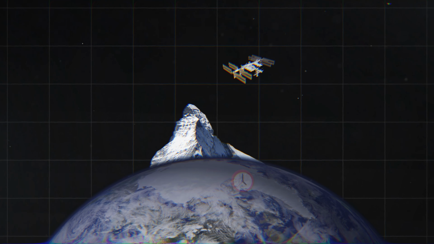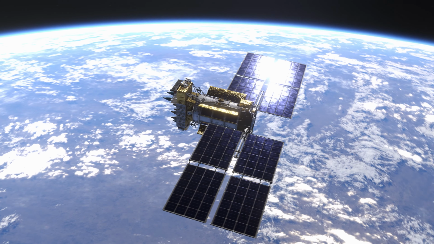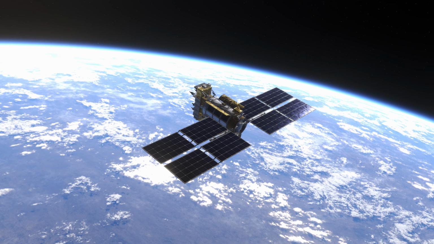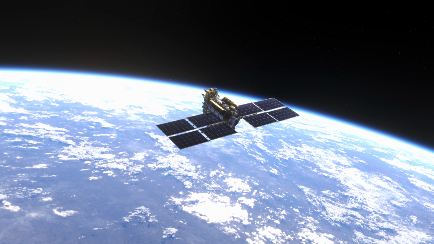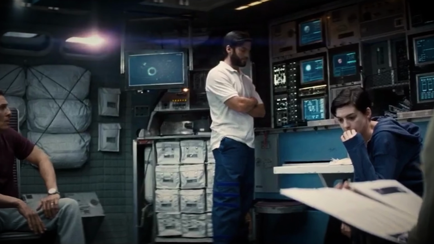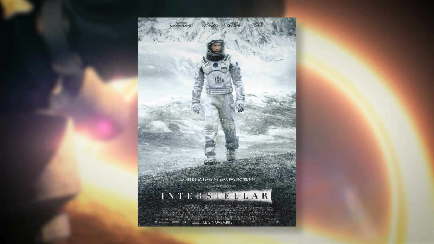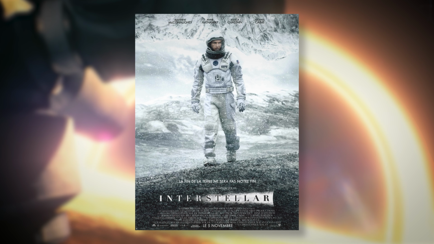It has been experimentally verified with atomic clocks placed at different altitudes. It even has to be taken into account in the operation of GPS satellites. Otherwise, the measurement will quickly become inaccurate. This idea is sometimes illustrated in popular culture. For example, in the movie Interstellar, where time does not pass in the same way depending on how close one is to the black hole.